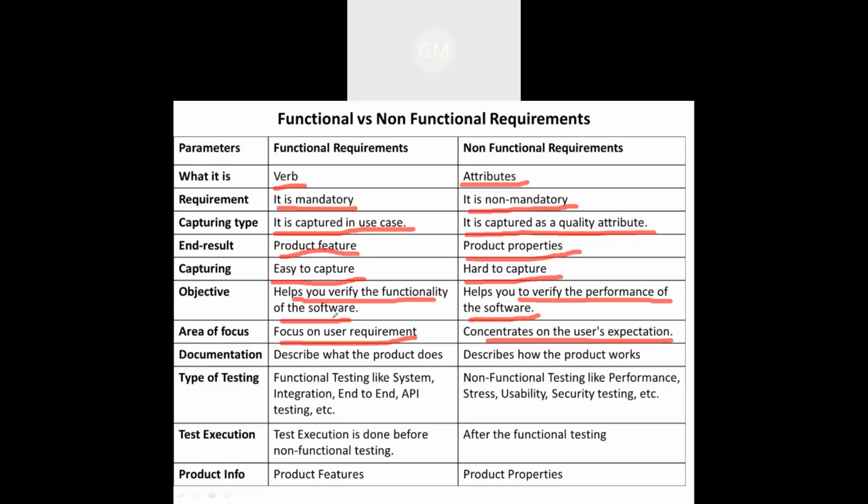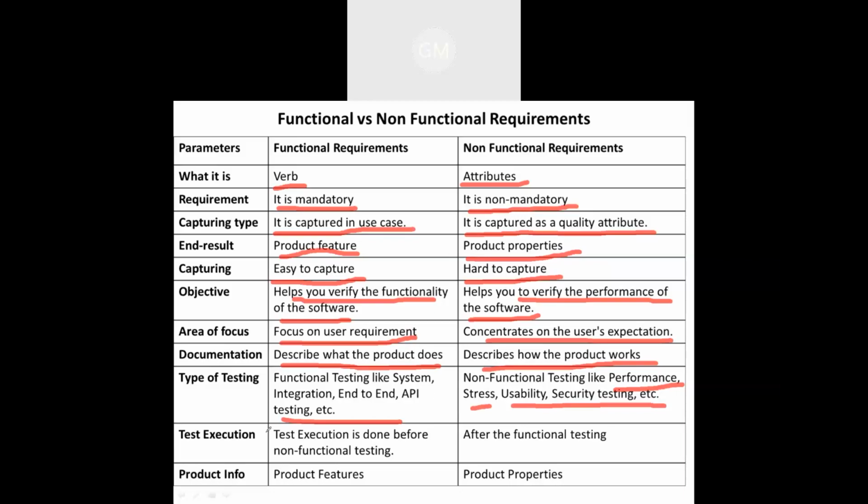Functional requirement is going to describe the product, what the product is or does. But non-functional requirement is going to describe how the product works. Then the next difference is, in functional requirement, functional testings like system testing, integration testing, end-to-end testing, API testing will be done. But in non-functional requirement, performance testing, stress testing, usability and security testing will be done. All those types of testings we will see in the second unit, all functional and non-functional types of testing.